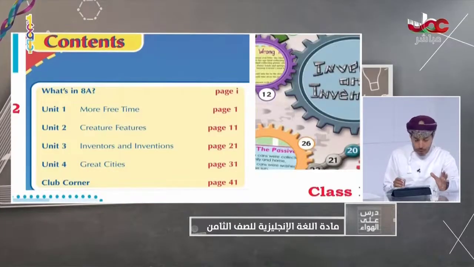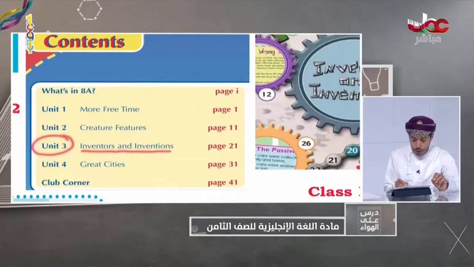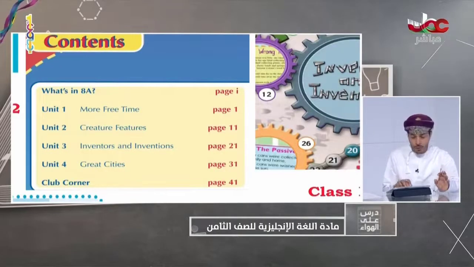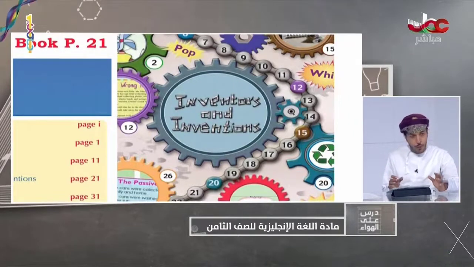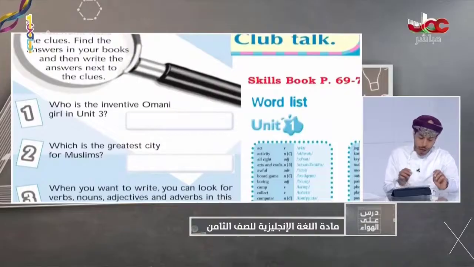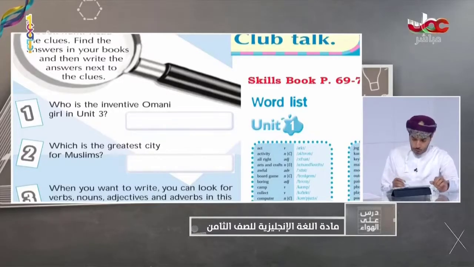This is the content page and we have to go to Unit 3, which is about inventors and inventions. So immediately you can go to page 21 and find the answer for this one. And this is the first page of Unit 3, which is inventors and inventions. The answer to this question, as you can see, you can take some time or pause the video if you are watching it from YouTube to answer this question.